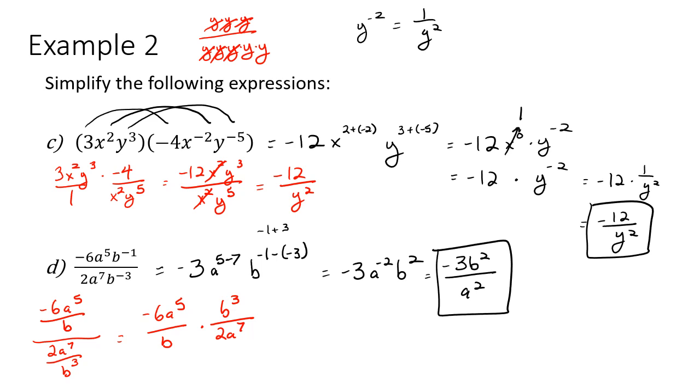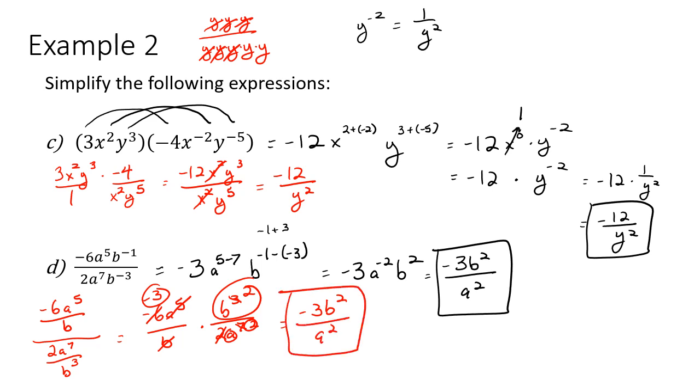And then what will happen in this case is that the b in the bottom will divide away one of the b's on top. The 5 a's on top will cancel out 5 of the a's on bottom. And then the 2 will divide into the negative 6. And so what you would be left with is negative 3b squared divided by a squared. So you can also think of that one as fraction reduction.